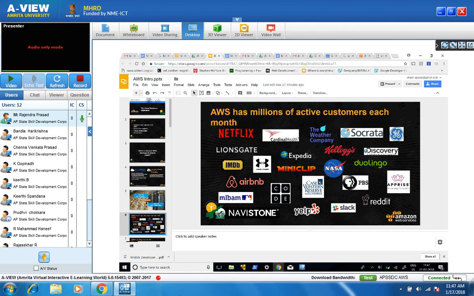Expedia is another very innovative company, basically for travel planning and management. And it is also one of Amazon's customers.